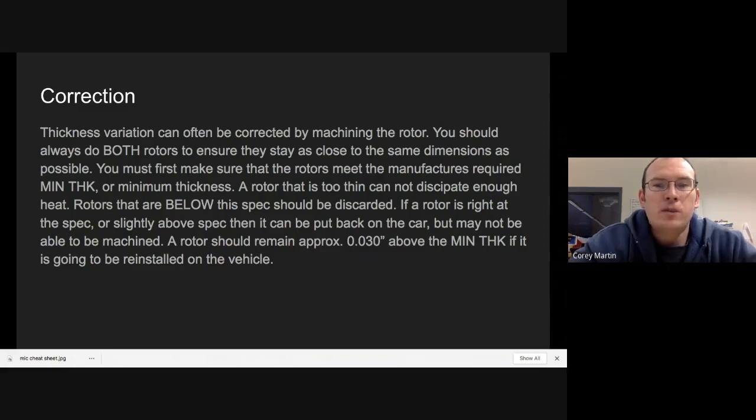A rotor should be approximately, and I say approximately because every manufacturer has a different specification, GM has one spec, Ford has one spec, Toyota has one spec, but in general, they're all going to be around or approximate 30,000ths of an inch. So if you're going to machine a rotor, you need to be approximately 30,000ths above whatever that minimum thickness is. And the reason for that is you need to leave room for normal wear and tear as the brakes wear down.